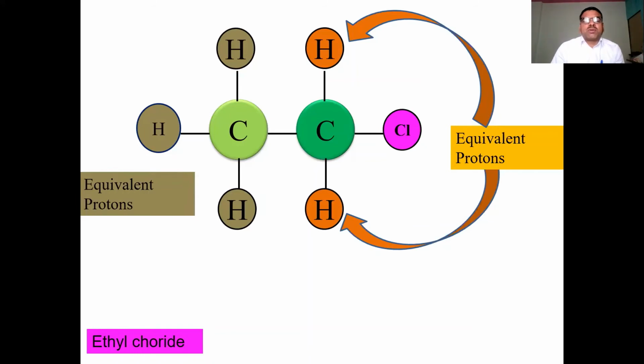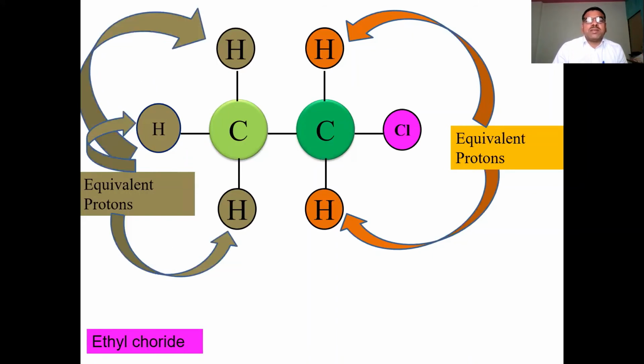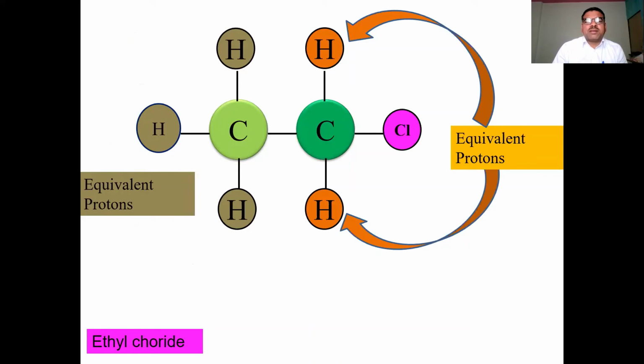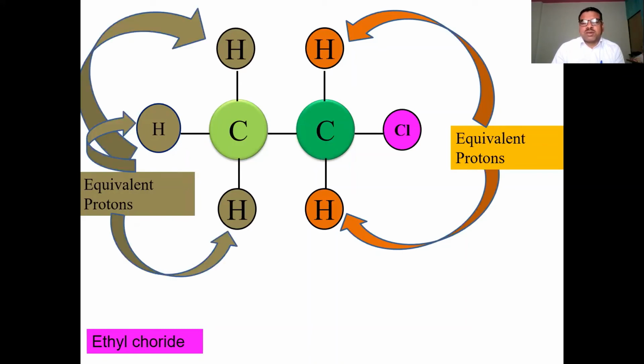Three protons are there and they are equivalent. So all these three protons are equivalent because they have the same environment. So remember, here in this compound, its name is ethyl chloride.